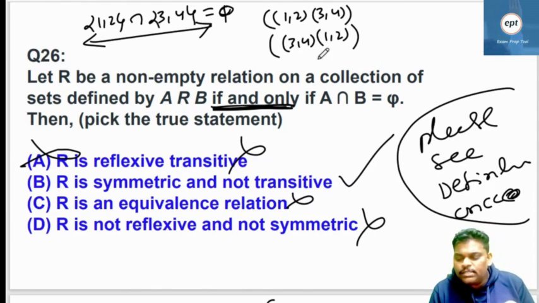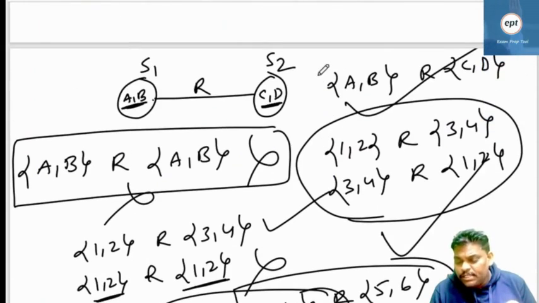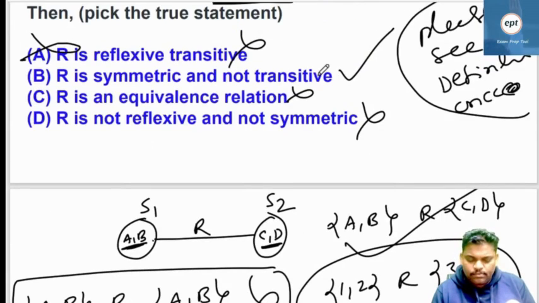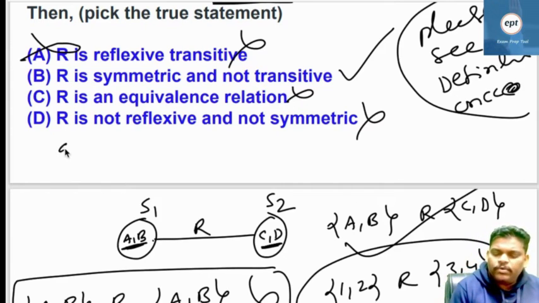Every pair should be there. See this one: the intersection of the two sets is pi (empty), so it should be there in the relation. Now, can you help me with one small line?